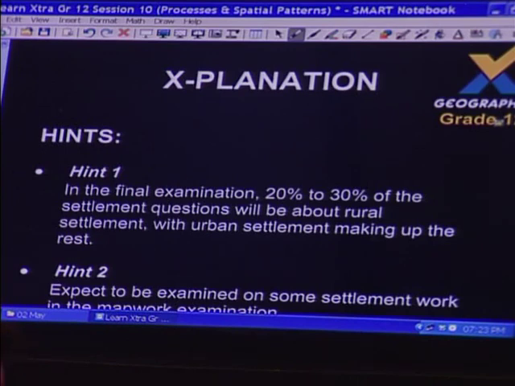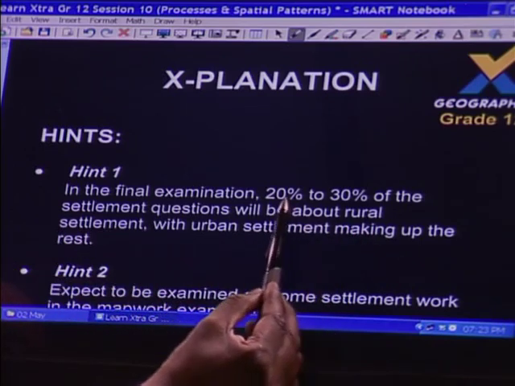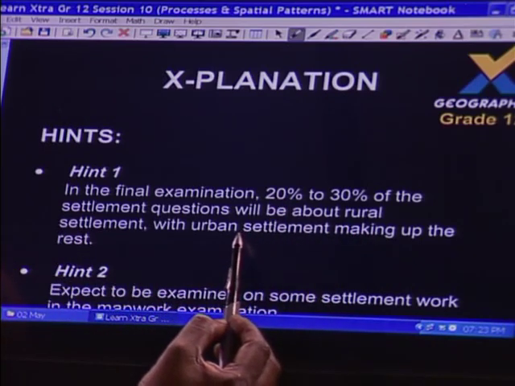For example, looking at the particular hint, when you are studying, remember your 20 to 30% of rural settlements as well as the balance of urban settlements must be associated with the definitions and terminology. There is no replacement for making sure that you have a thorough understanding of all the content associated with both sections. What you should also encourage is you drawing flow charts, flow diagrams, or mind maps of the different content associated with rural and urban settlements.